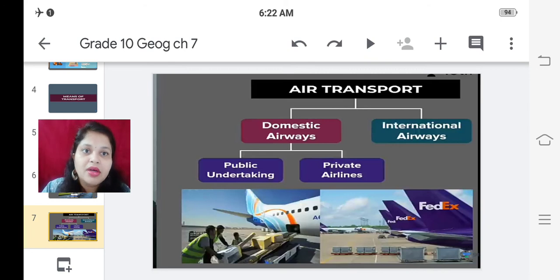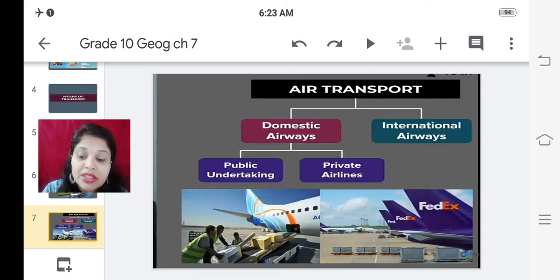If I wish to travel from Pune or from Mumbai to Shimla, to Kerala, to Bangalore, and I'm interested in taking airways, so I'll obviously go with domestic airways. Okay, domestic airways means traveling within the country through airways. That is also further divided into public undertaking and private undertaking. So airways which are run within the country are divided into two types.